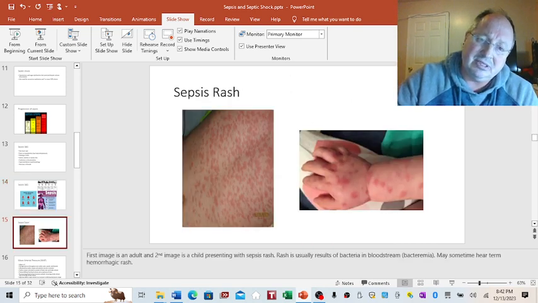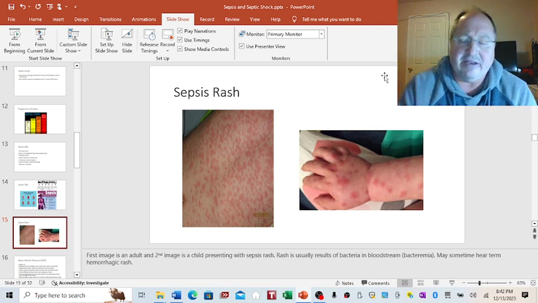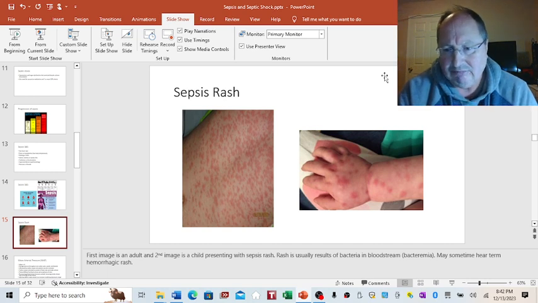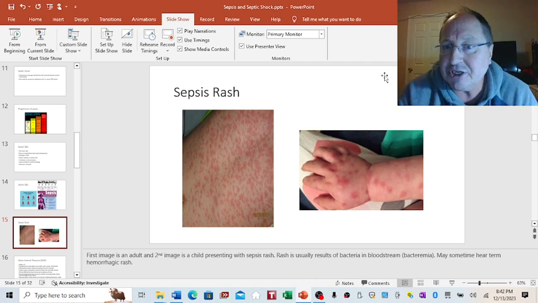Another thing that you may see is a sepsis rash. This first image on the left is an adult with that, and the other one would be a child. You may see it, you may not. You may hear them refer to this as a hemorrhagic rash.